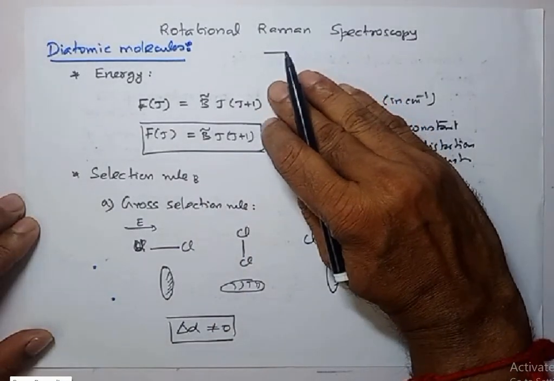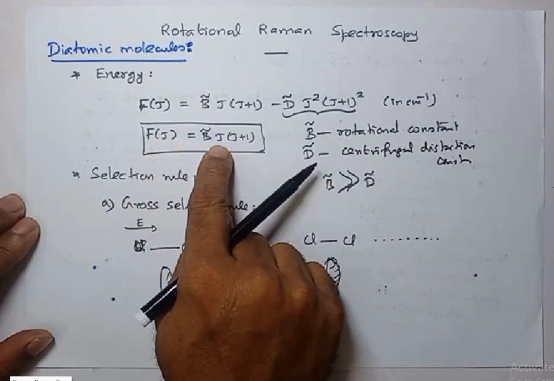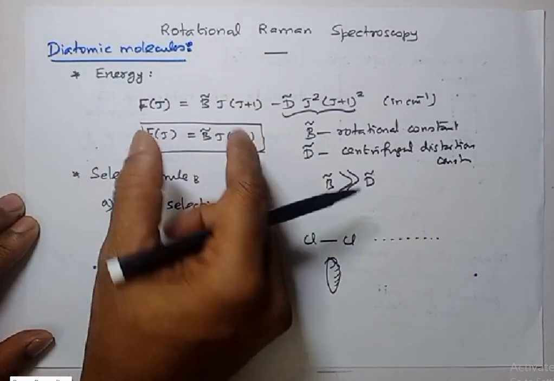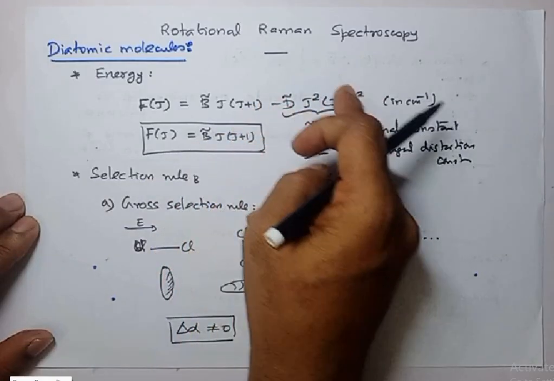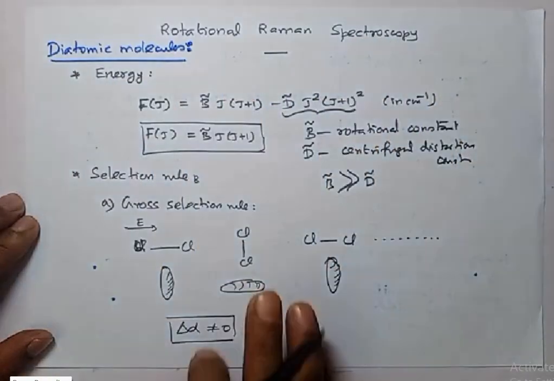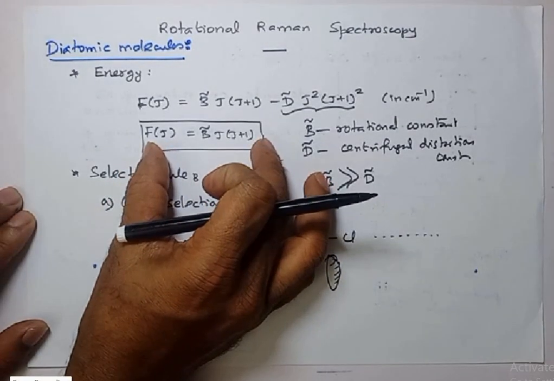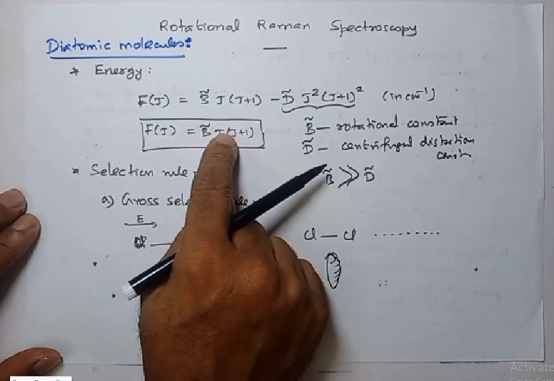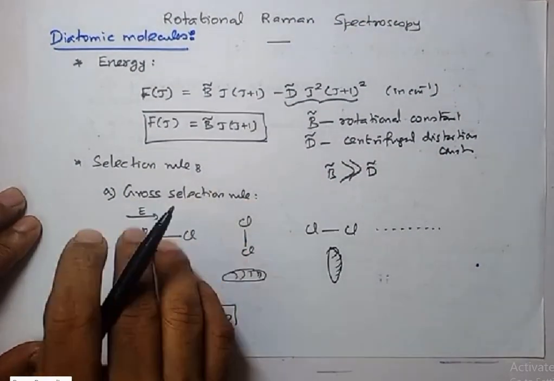If you neglect the centrifugal distortion term, then the energy formula becomes F of J equal to BJ(J+1). If you use this formula, indirectly we are assuming that the contribution of the centrifugal distortion term is negligibly small. That's why we neglected that term. This is the formula we are going to use hereafter. I can say it the other way: if we use this formula, we are assuming the molecule is a rigid rotor. Now, what about the selection rule?